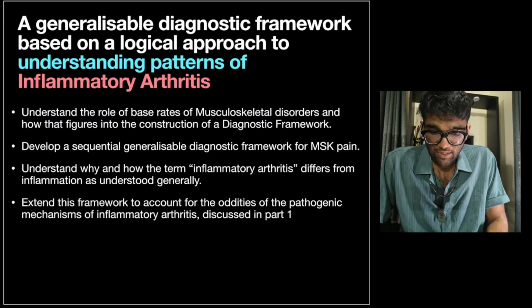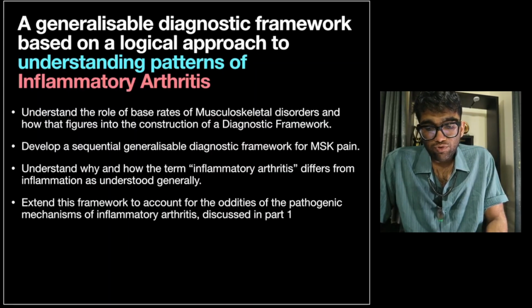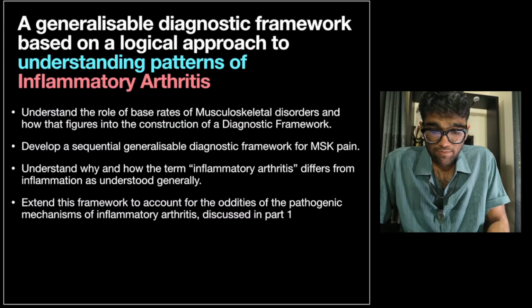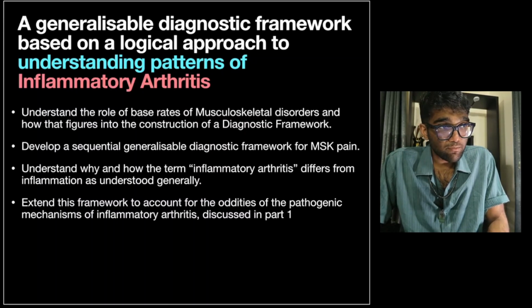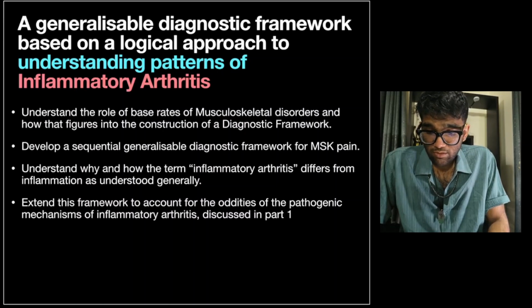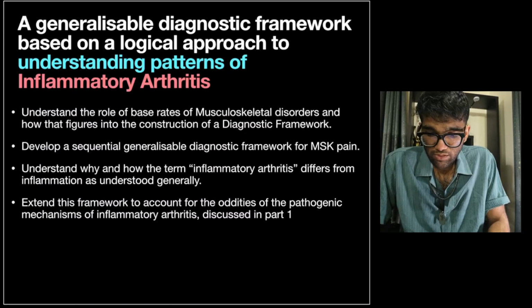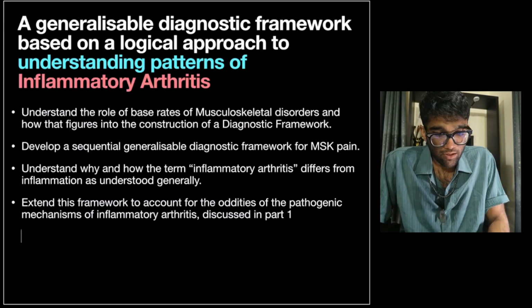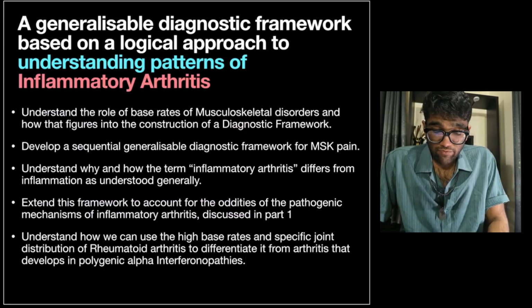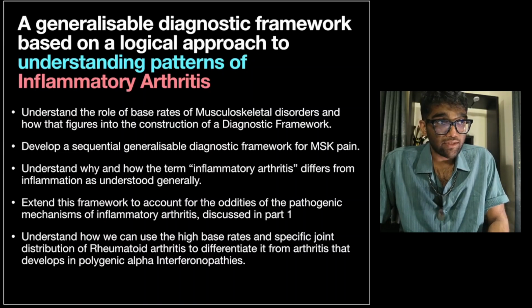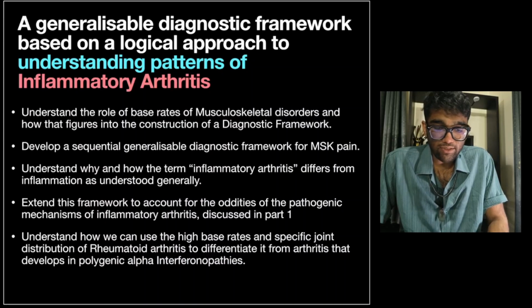Then we'll try to extend this framework to account for the oddities of the pathogenic mechanisms of inflammatory arthritis that were discussed in part 1. So in order to follow the discussion easily, I would strongly suggest that you watch part 1 of this series first. Then we'll try to understand how we use this high base rate and specific joint distribution of rheumatoid arthritis to differentiate it from arthritis that develops in polygenic alpha interferonopathies.